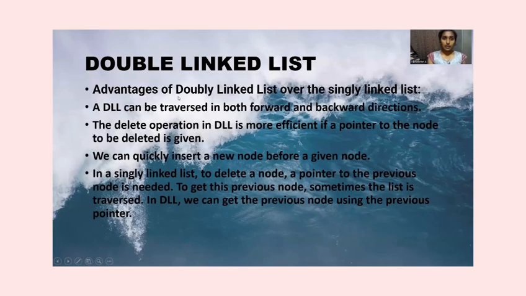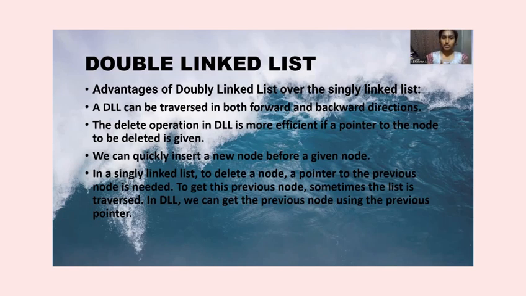So here we'll know the advantages of a double linked list over a single linked list. A double linked list can be traversed in both forward and backward directions. As I said before, a single linked list can only be traversed in a single direction, but in a double linked list we can traverse it forward as well as backward. So the elements can be traversed in two directions. That can't happen in a single linked list.